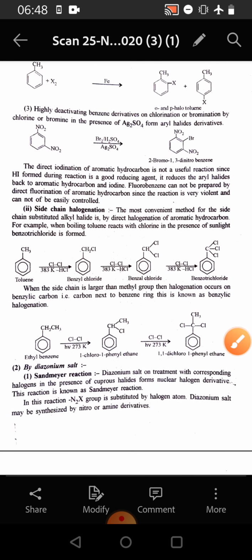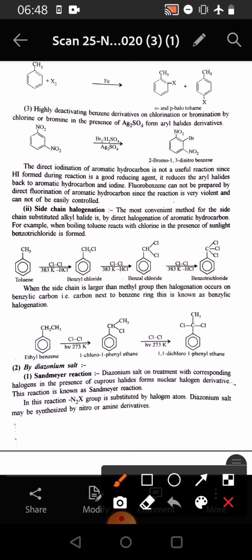Highly deactivated benzene derivatives on chlorination or bromination by chlorine or bromine in the presence of Ag2SO4 form aryl halide derivatives. For example, dinitrobenzene reacts with bromine in the presence of H2SO4 and Ag2SO4 to give 2-bromo-1,3-dinitrobenzene. The direct iodination of aromatic hydrocarbon is not a useful reaction since the HI formed during the reaction is a good reducing agent and it reduces the aryl halides back to aromatic hydrocarbons and iodine.